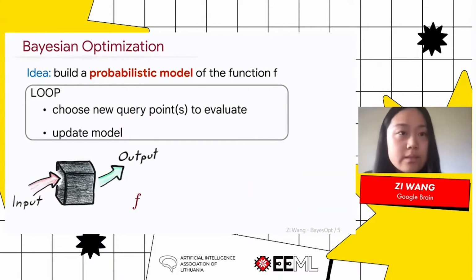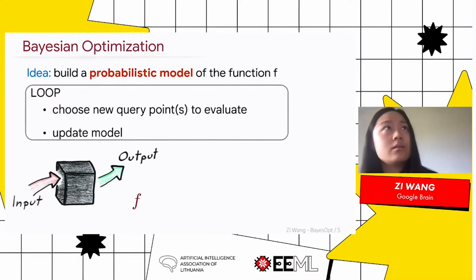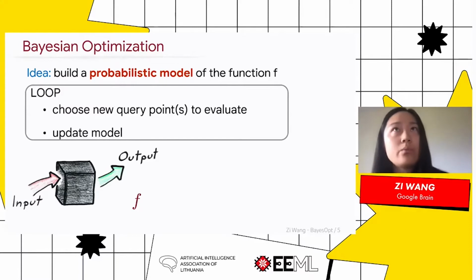Here's actually where Bayesian optimization comes in. It's really a method that tries to be smarter about how to choose the points to evaluate. The key idea is that we're trying to build a probabilistic model of the function f. Then we're going to use this probabilistic model to decide how to choose the query points that we're going to evaluate. Once we choose these query points, we're going to update the model and then do the same loop. So there are a couple of questions in this particular idea.